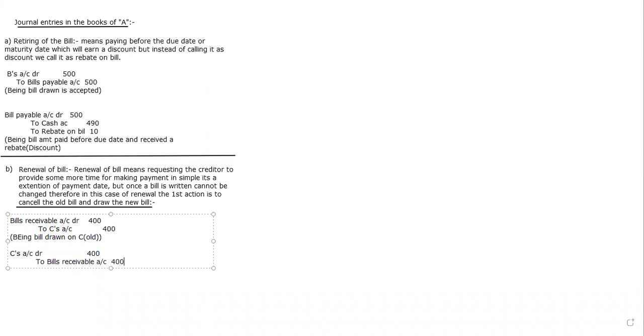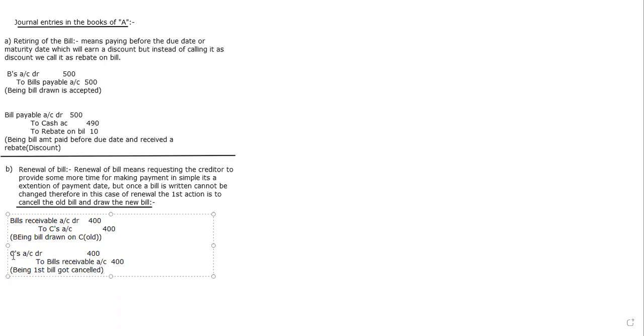So for us, this is important. Canceling the old bill means this entry is important. The first entry, just to make you understand, I have written. Usually we will not write the first entry. Directly you should learn to cancel the entry. Directly, you should write the second entry. So, the first bill got cancelled.